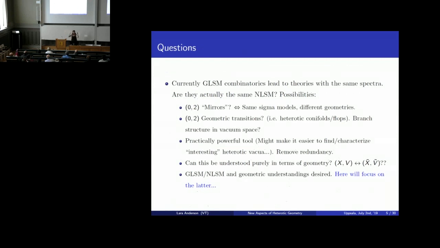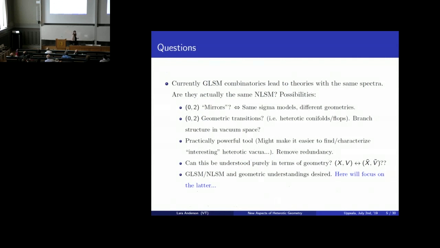So if you allow the GLSMs to flow to the full nonlinear sigma model, what are you going to get? Could they be the same string theory in a secret way? Could you have something like (0,2) mirrors, i.e. same sigma models, different geometries? Is there a worldsheet automorphism? Could they be (0,2) geometric transitions?